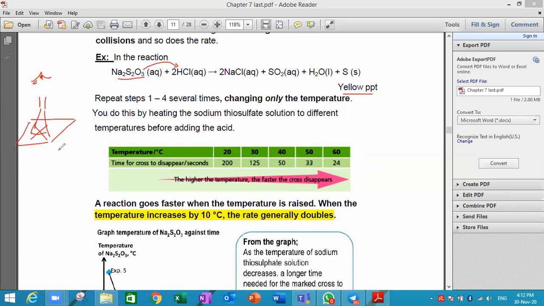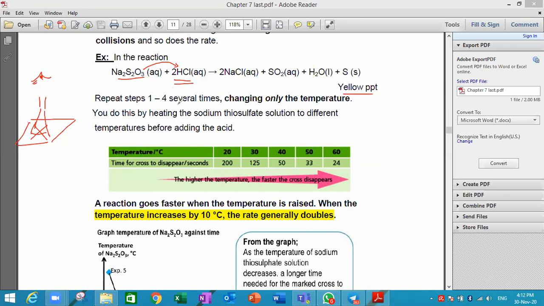And we said that if we increase the concentration of hydrochloric acid, we have seen that the rate of the disappearance of this cross was faster. The more we increase the concentration of hydrochloric acid, the faster is the rate in the disappearance of this yellow precipitate. Okay.